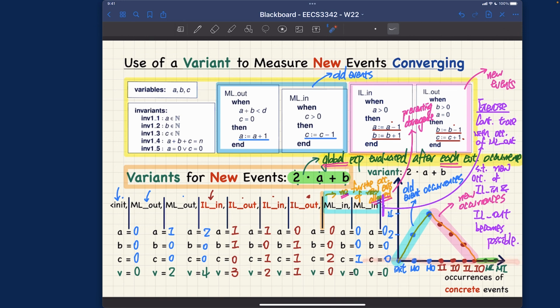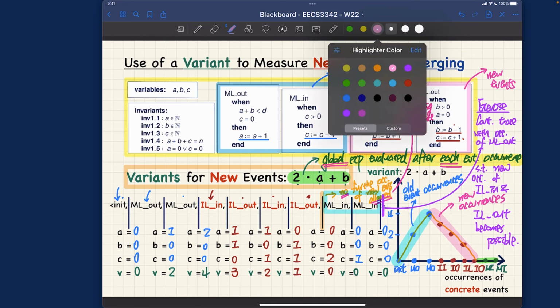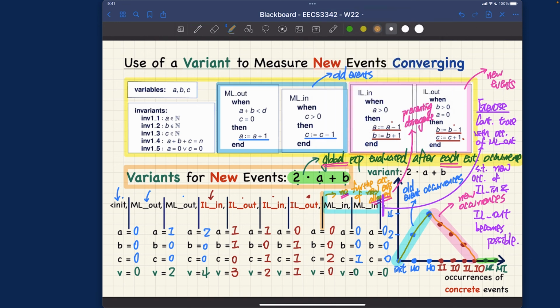All right. So the final exercise, let me try to highlight it, and then we are done. The exercise would be you actually want to continue with the trace with occurrences of the old events MLOut, such that new occurrences of ILN and also ILOut becomes possible. All right. So that'll be the exercise I assigned to you. Alrighty, so let's now move on to talk about how we can formulate such variance in our proof obligations.